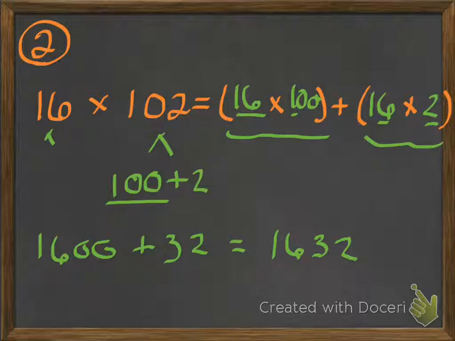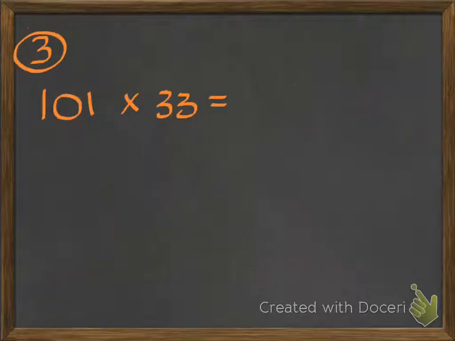So 16 times 100 is 16 times 1 is 16, and then tack on those 2 zeros. And then 16 times 2 is 32. Add them together, and I get 1,632. Number 3, 101 times 33. Ooh, this time you get to set up the entire problem.